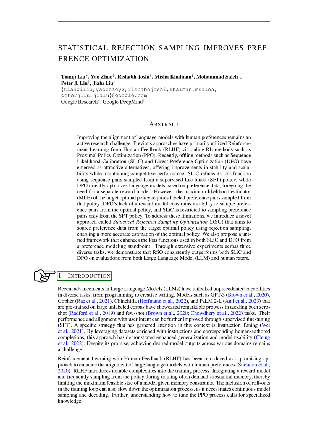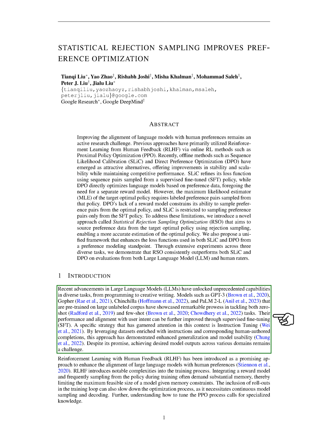Section 1 Introduction. We're here to discuss the recent progress in large language models, LLMs, such as GPT-3, Gopher, Chinchilla, and PaLM 2L. These models, trained on vast amounts of unlabeled data, have shown impressive abilities in a range of tasks, from programming to creative writing. They can handle tasks with no prior examples, zero-shot, and tasks with a few examples, few-shot, quite well.